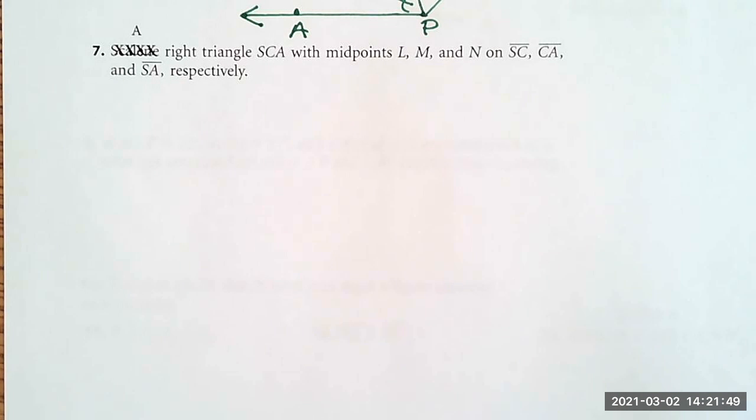Number 7 used to say a scalene right triangle. We have not defined scalene yet. So if you can draw a right triangle SCA with midpoints L, M, and N on each of those segments that represent the sides of the right triangle, and make sure you use the notation for right angle somewhere in that right triangle. That'll be sufficient.